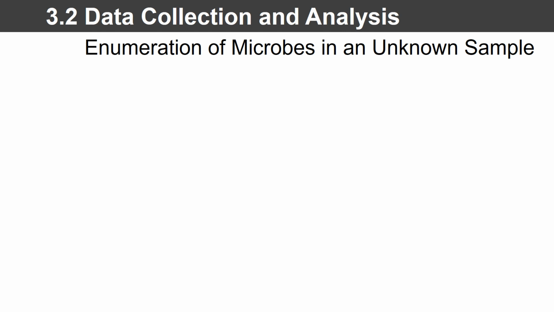Let's talk about what you're going to find here in video number 2 for this week. This is 3.2, data collection and analysis. That last part, the analysis, is going to happen a little bit more throughout the next set of videos and questions, and even throughout the next couple of weeks. So this one is really going to be heavy on the data collection side and what you might do with a particular type of experimental data. Here, we're going to focus on enumeration of microbes in an unknown sample.